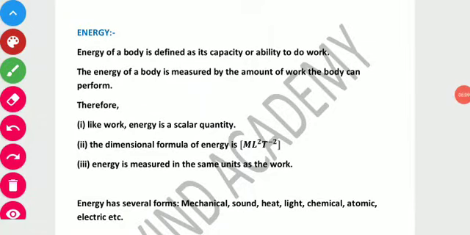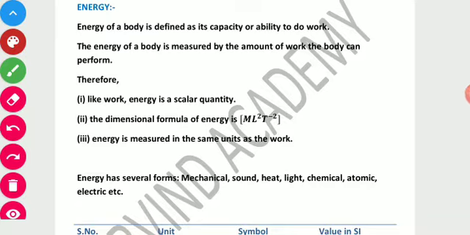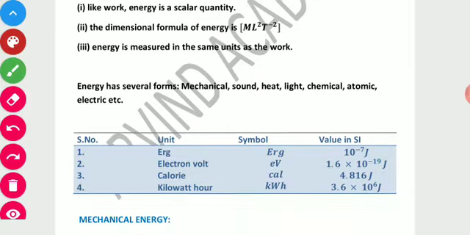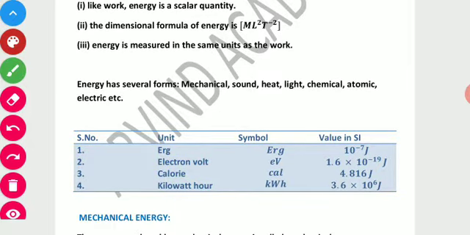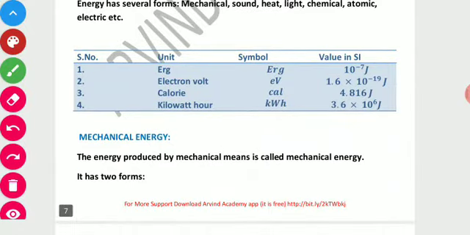Next we have energy. Energy of a body is basically its capability; कि कोई बॉडी है वो वर्क कर सकती है. This capability to do work is called energy. Like work, energy is also a scalar quantity and its dimensional formula is also the same. Its units are shown in this table. First is the CGS unit erg, and it is equal to 10^-7 joule.